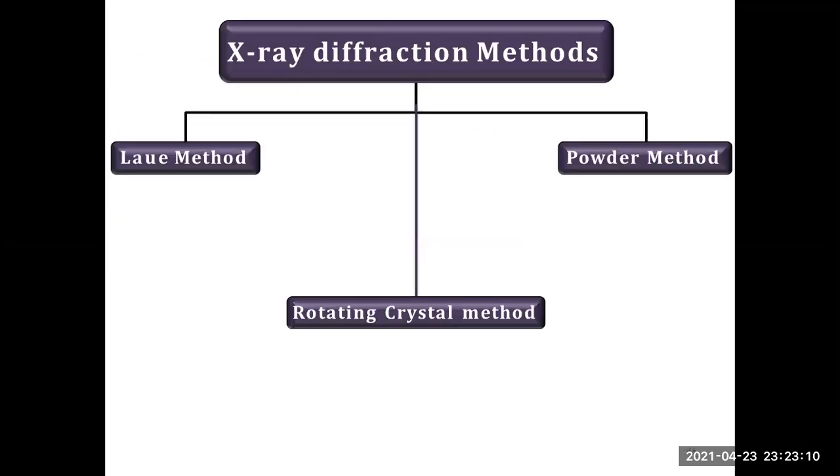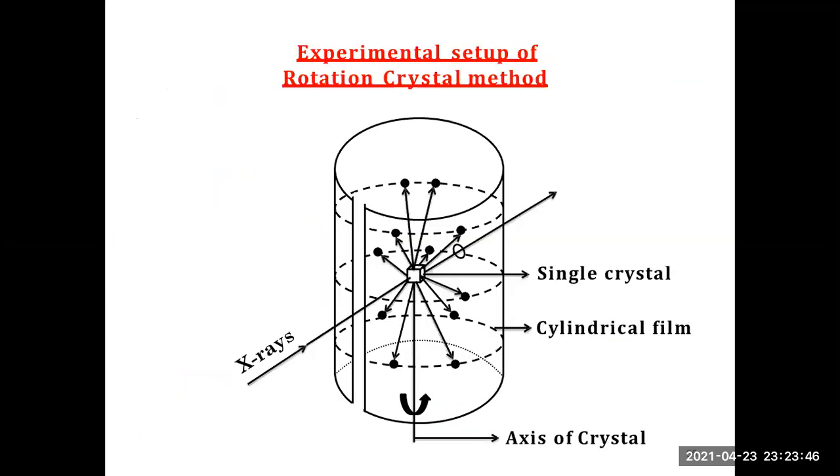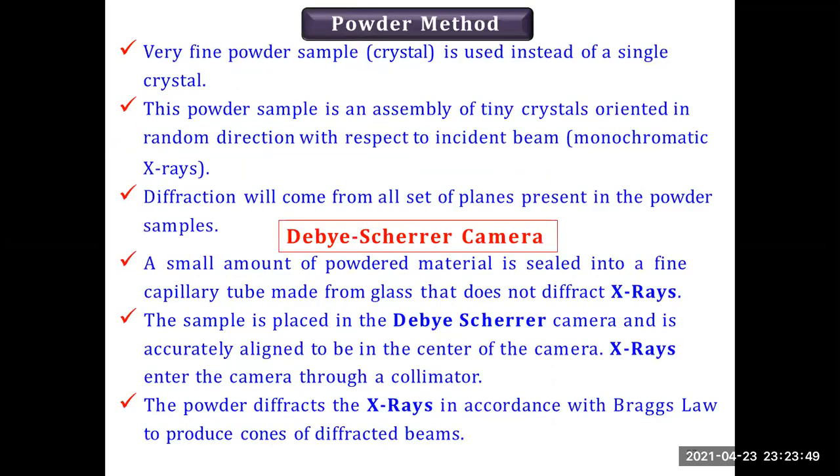You can see the X-ray diffraction methods by which we can know the different properties of the crystal: Laue method, powder method, and rotating crystal method. These are the different methods of X-ray diffraction by which we can know the exact structure of the crystal and also its different properties. In the syllabus only the powder method is given, so we go for the powder method. We are not concerned with the Laue method or rotating crystal method. That is also one of the methods.